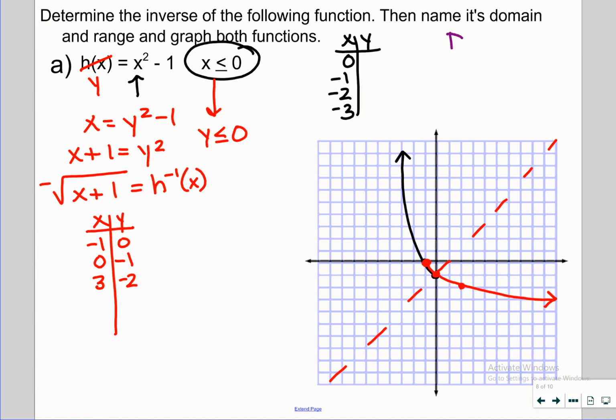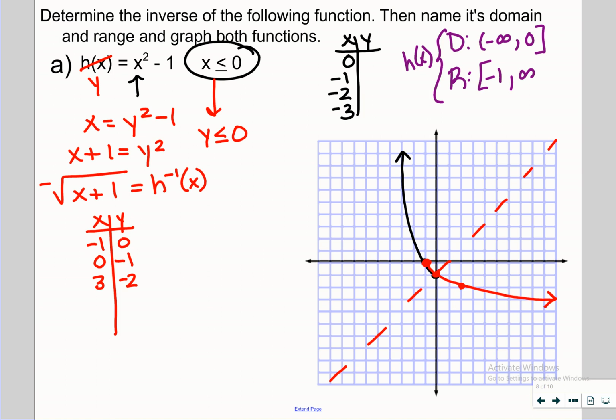Okay. Domain and range, just of the original function, of h. And we have the graph of it, so that should be fairly easy. Domain of x, we were actually given. Its x value is less than or equal to 0. So -infinity to 0. The range of the original function you can find two ways. Again, you can look at the picture, or you can find the domain of the inverse. I'm just going to look at the picture and say, okay, the range is, it looks like it starts at -1, and then it goes up forever.